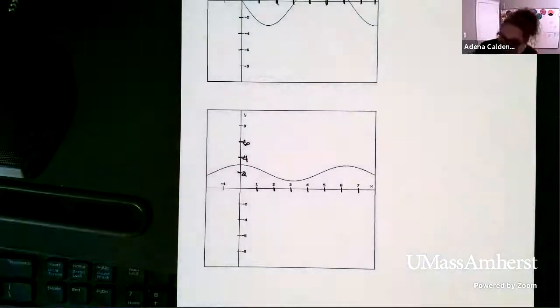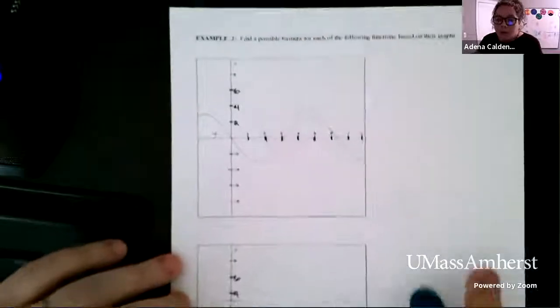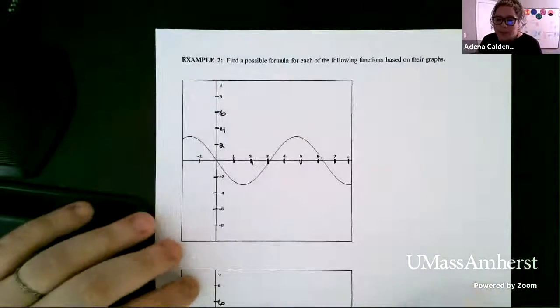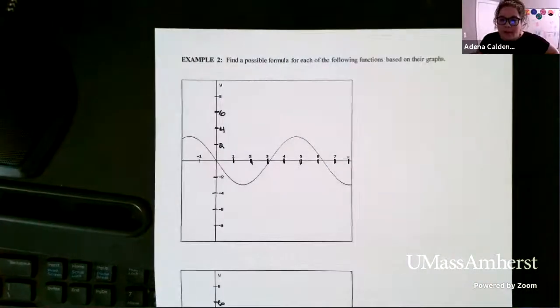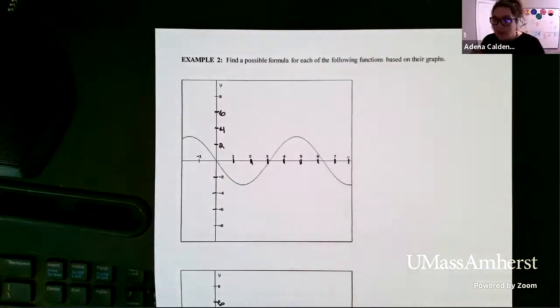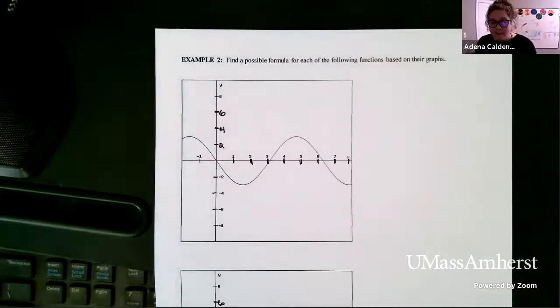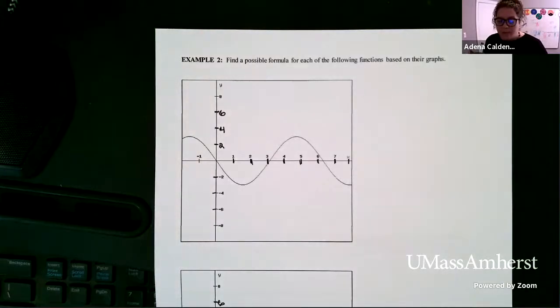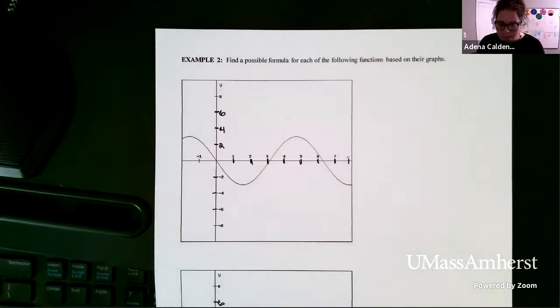Okay, so this is what we're going to do. We're going to start with this top one. We are going to try to find a possible formula for this function based on the graph. We're going to do this one together, and then I'm going to have you try 2 other ones to try to get used to it. So I'm going to walk you through the steps of what this might look like.